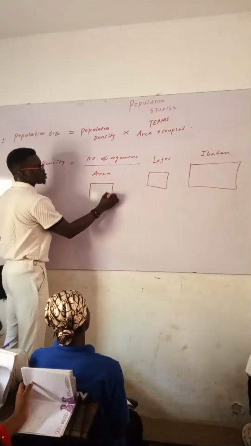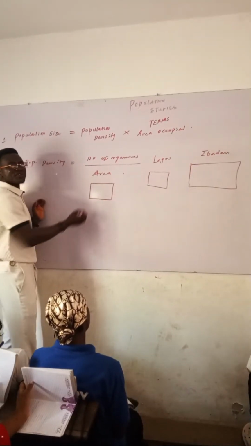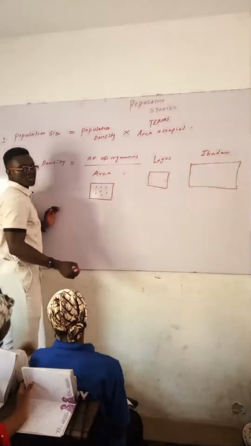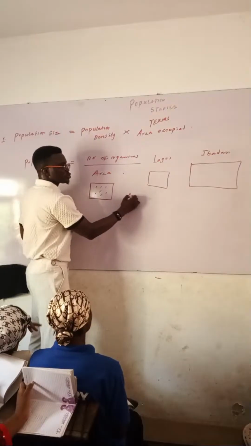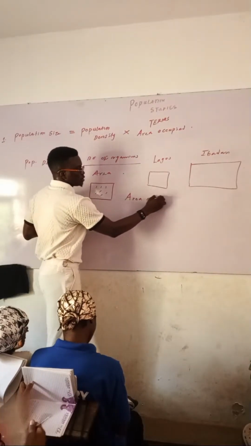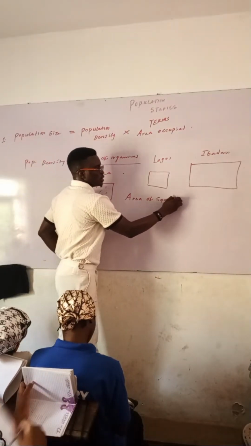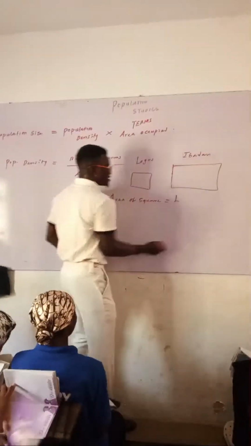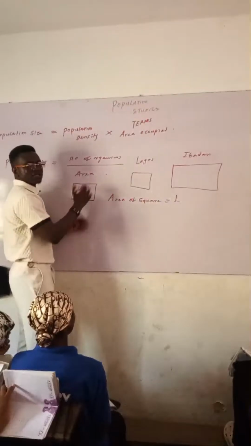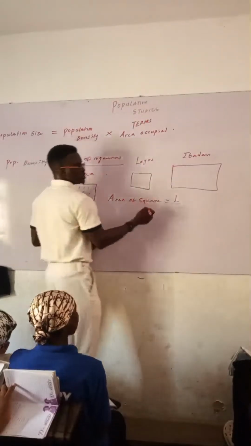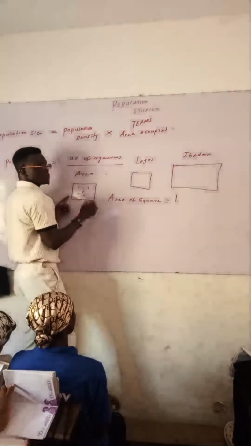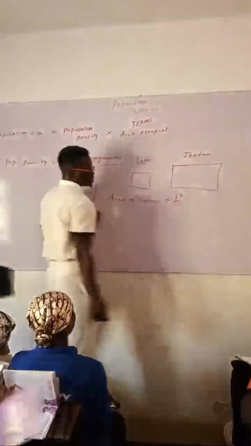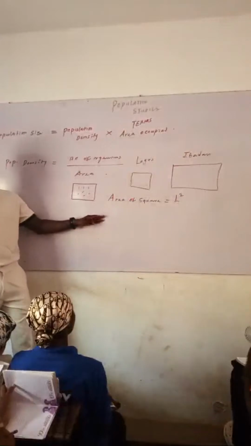Let's say this is the square. Then you have several grasses on that land. When you are trying to get the area of the square, that is going to be the length. And since the length and whatever breadth it is the same, the perimeter will be L plus L plus L plus L. So that's going to be L squared. That's the area for the square.